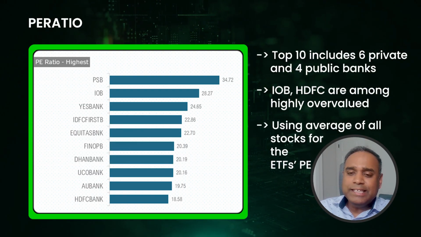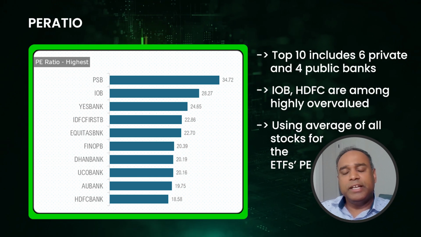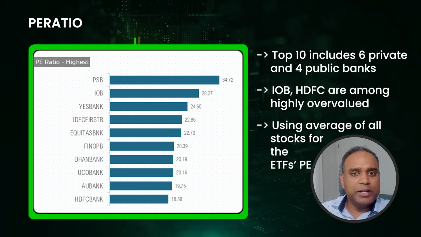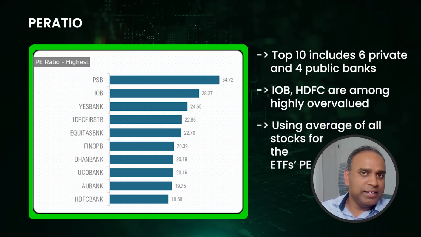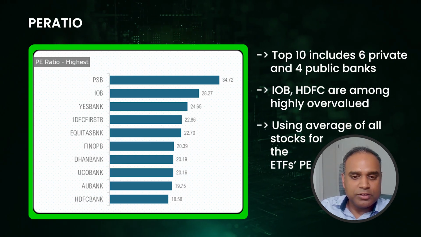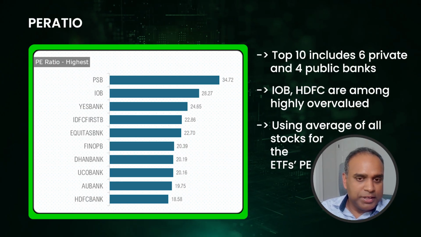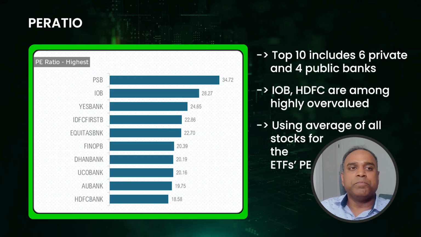So for ETFs, I don't have that included in this analysis because for ETFs, Microsoft Service does not provide me the PE ratio. And so I've used the average of all the banking sector stocks as the PE for the ETFs. So they don't end up in the top 10 or the bottom 10 because I've taken an average. So I end up in the middle. So they don't show up here.